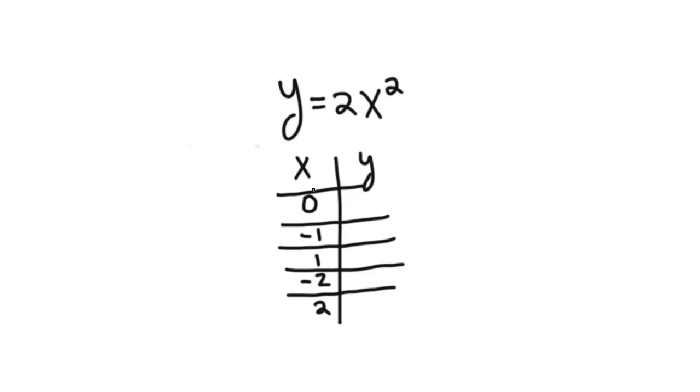So the corresponding y values would be 0 for y if x is 0, because 0 squared times 2 is just 0. And negative 1 squared times 2 is 2. 1 squared times 2 is also 2. And negative 2 squared times 2 is 8. And 2 squared times 2 is also 8. So what we're going to do is plot these values on the coordinate plane.